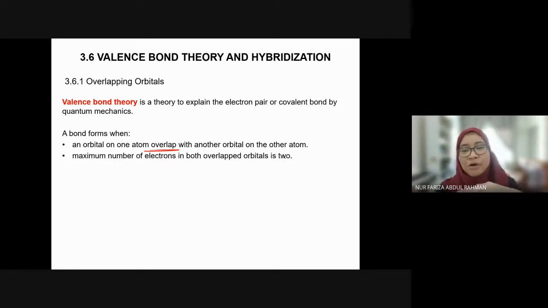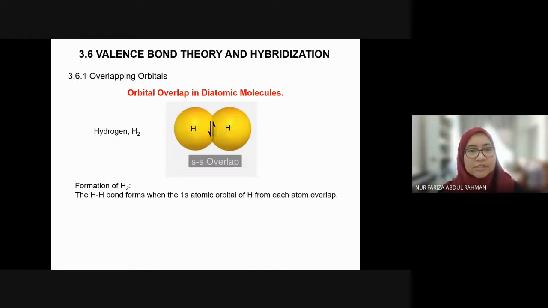The number of electrons present in that region should be 2. Maximum it should be 2 electrons. So that is the basic idea of what valence bond theory is. Right, moving on. So this is how orbitals overlap in a diatomic molecule.